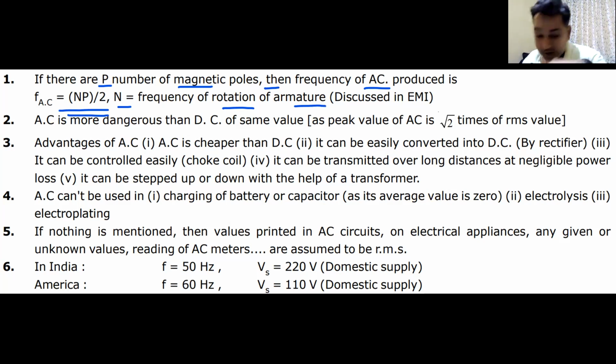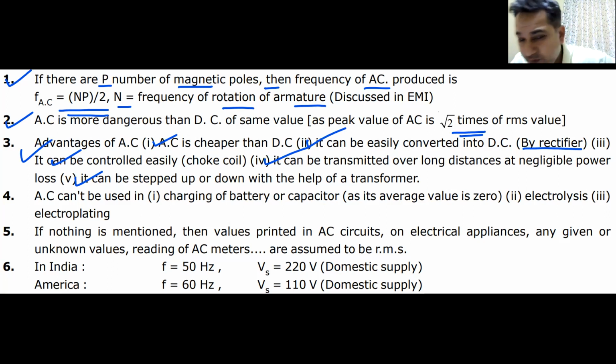Please note it down. I will discuss all the points. Point number 1: AC is more dangerous than DC because the peak value is root 2 times. Do we understand this? Advantages of AC over DC. All these are theoretical concepts. AC is cheaper. A straight away question will come. It can be easily converted into DC by a rectifier. We have seen it in a previous chapter. It can be controlled very easily. It can be transmitted, stepped up or stepped down. You have seen a transformer right in front of your house.